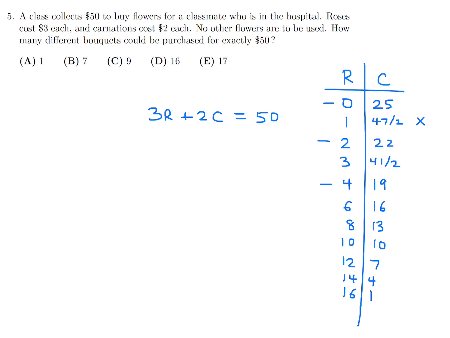So how many do we have? 1, 2, 3, 4, 5, 6, 7, 8, 9. 9 solutions. So number 5, the answer is C.